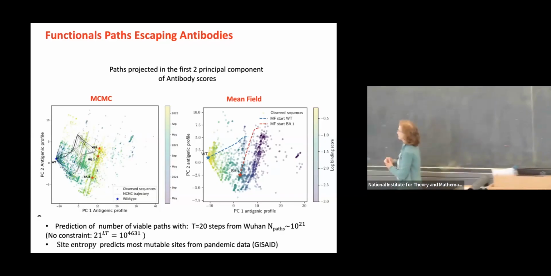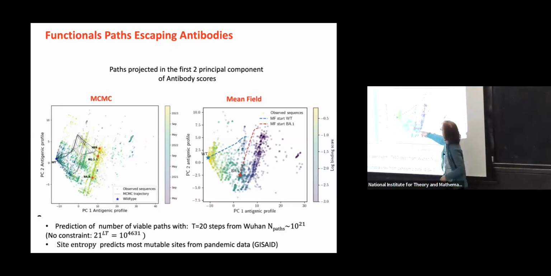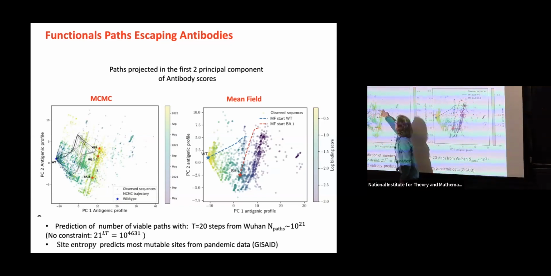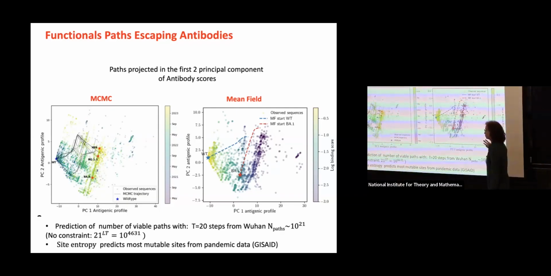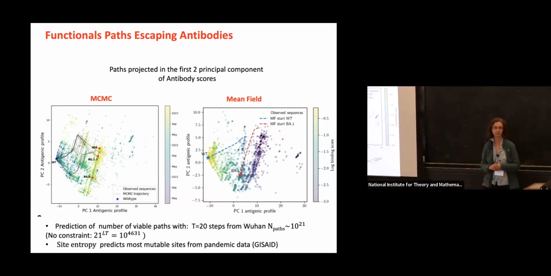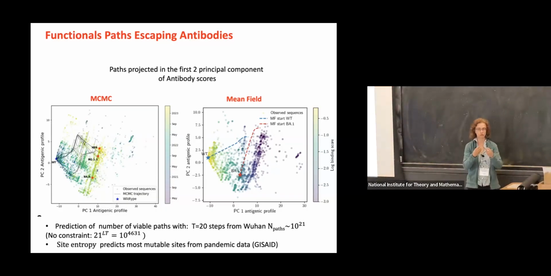And then you design paths which increase this overall fitness. You can see that this is like mean field theory. So these are the paths projected on two coordinates, and they give you variants which escape, like the newest variants in the pandemic. So you go through these new variants.